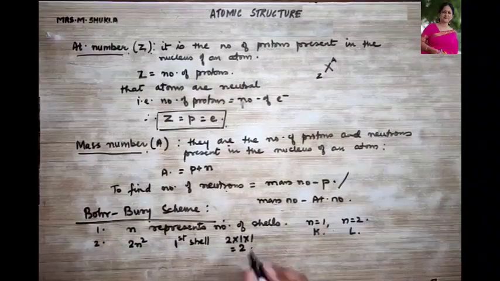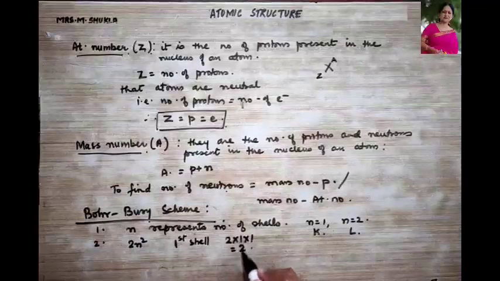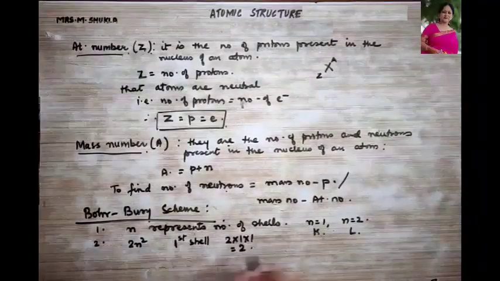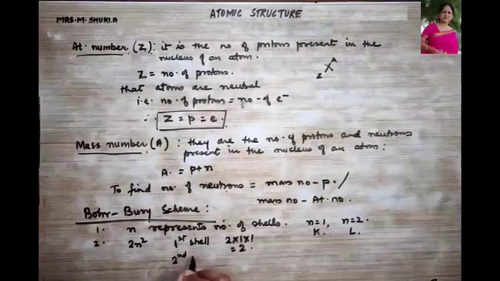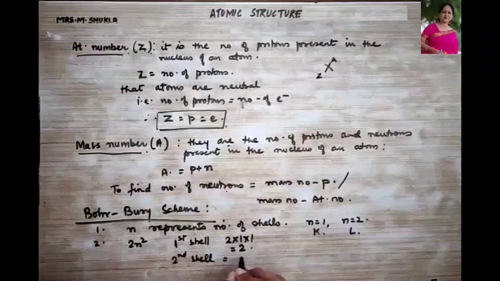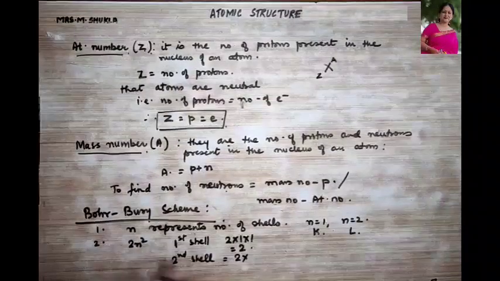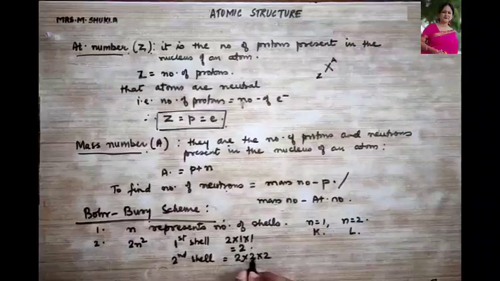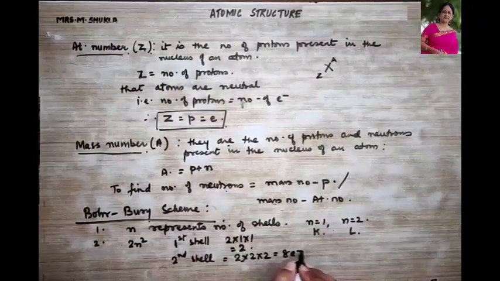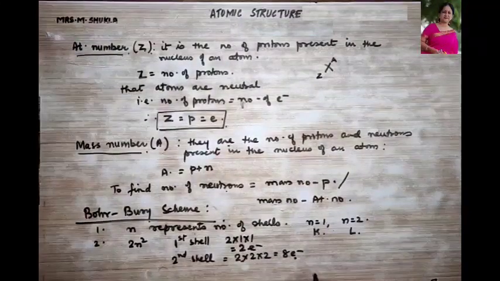2 are the number of electrons which are present in the first shell. Then let's talk about the second shell. In the second shell, it comes out 2 into 2 into 2, 2 into 2 is 4, 4 twos are 8. 8 electrons are present in the second shell.